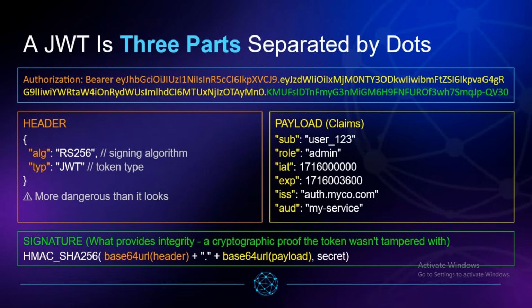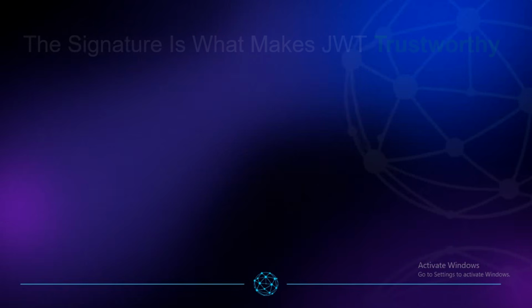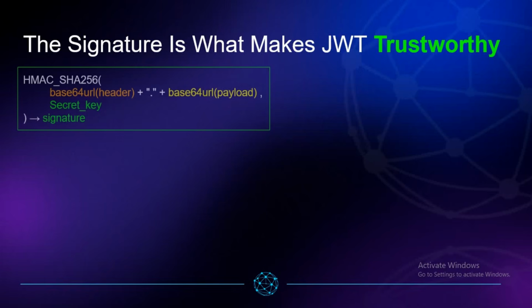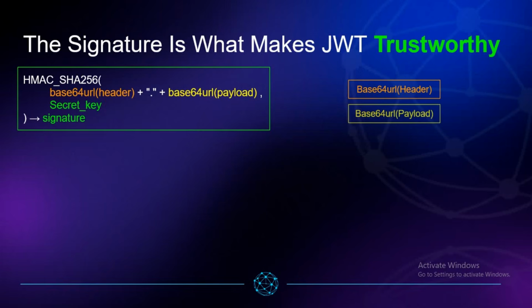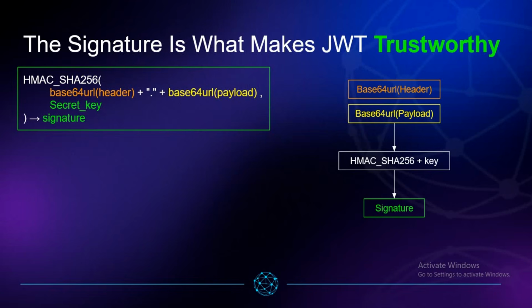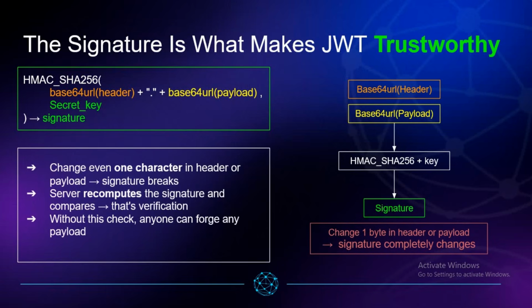And the signature. This is what makes JWT trustworthy. It's a cryptographic proof that the header and payload haven't been tampered with. The signature is computed like this. You take the base64 encoded header, concatenate a dot, and the base64 encoded payload. Run the whole thing through a hashing function with your secret key, and the output is a signature. What this means in practice, if an attacker changes a single character in the header or payload, the signature is completely different. The server recomputes it, compares, and rejects the token. That's the integrity guarantee JWT provides.